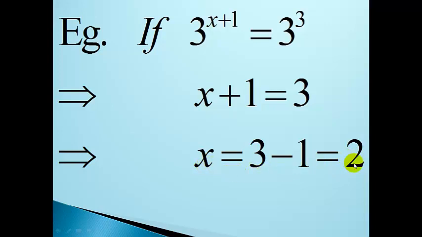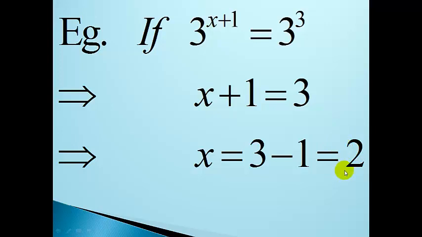Now, we can prove this by substituting 2 wherever we see x. And in doing that, we have 2 plus 1, and 2 plus 1 equals 3. That means that we have 3 raised to the power 3, which is equal to the right hand side. So, the value of x is equal to 2.